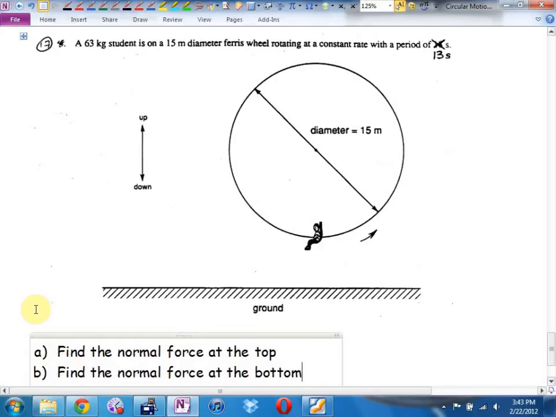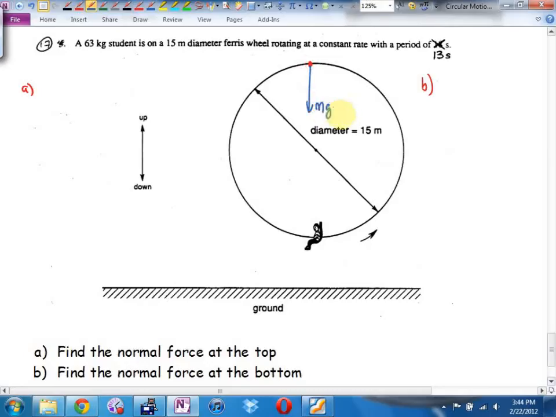Let's do the top first. I'll see if I can fit this all on here. I'll do A here, and I'll do B over here, and that way I can fit it all on one screen. At the top, what are the forces acting? Get the obvious ones. Which way?